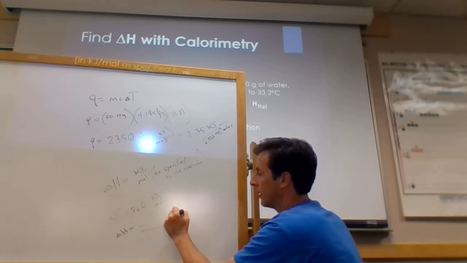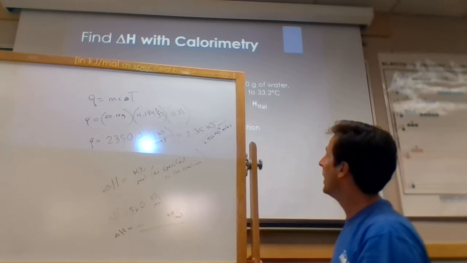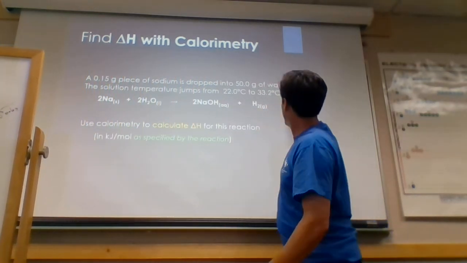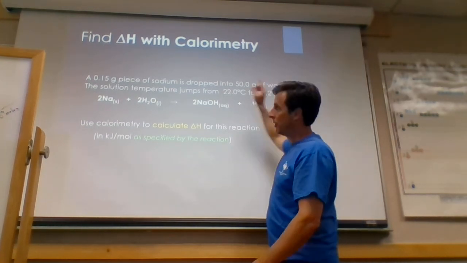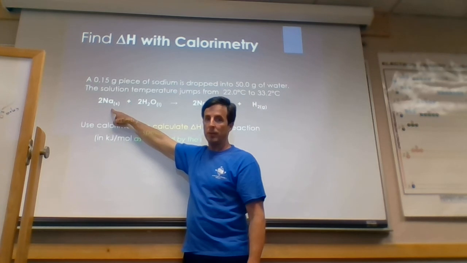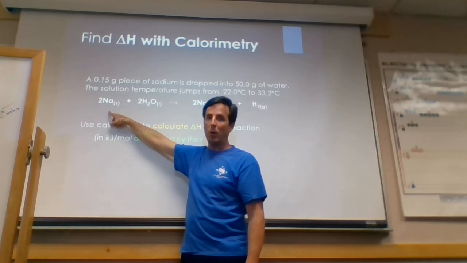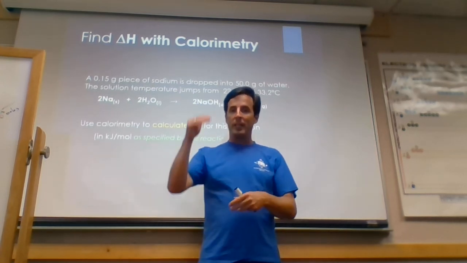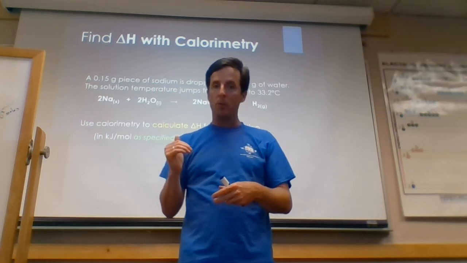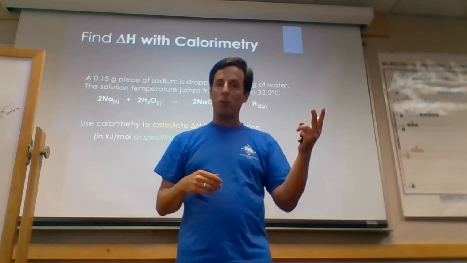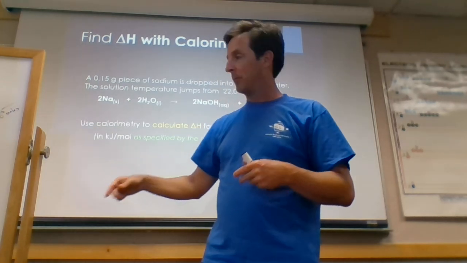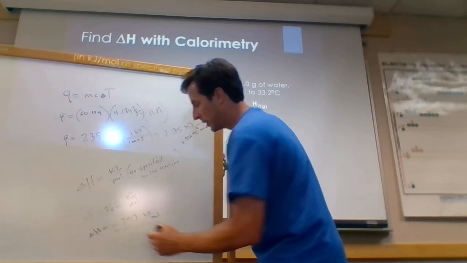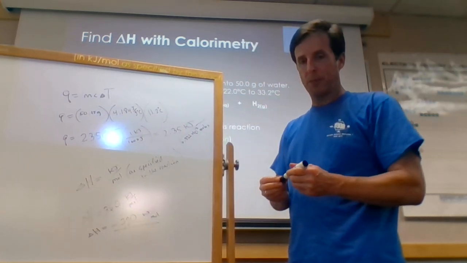And then one more thing: if I look at the balanced equation, the delta H for this reaction should be the kilojoules per 2 moles of sodium. The reaction specifies 2 moles of sodium have to react to get the delta H value. I just found the kilojoules per mole, which means per 1 mole. If I want the kilojoules per 2 moles, then I need to double this number. So the answer is going to be negative 720 kilojoules per mole. Okay, so that's where I'm going to cut off.